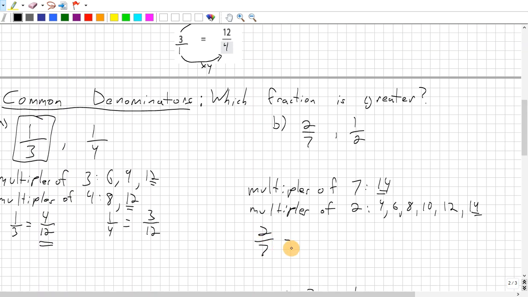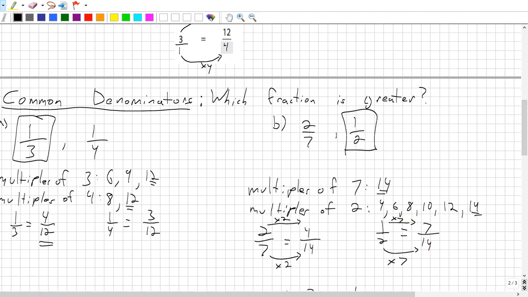So I have 2 out of 7 is equal to what over 14? And 1 over 2 is equal to what out of 14? For this one, 7 times 2, so we multiply by 2. So we're going to multiply the top by 2 as well, and I get 4. This one, 2 to 14, I multiply by 7, so I'm going to multiply the top by 7 as well, and I get 7 out of 14.